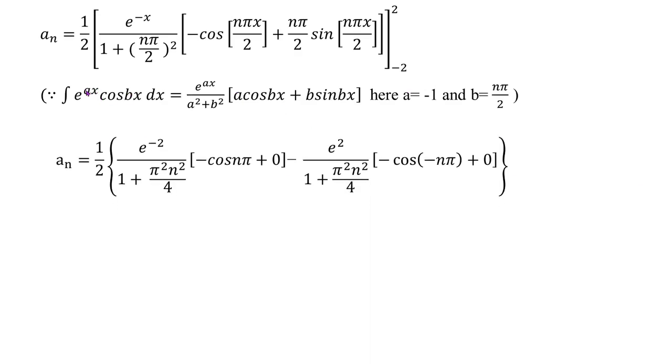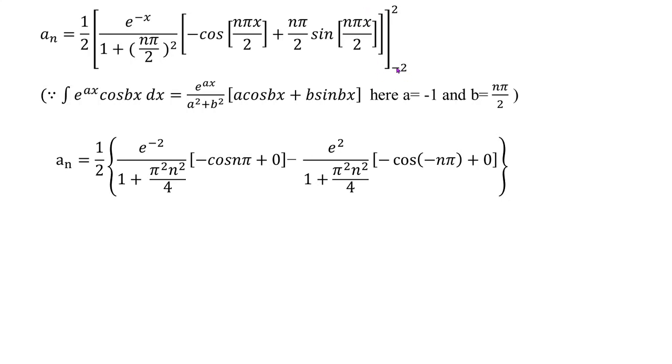We need to identify the values of a and b. The value of a is here minus 1 and b is n pi by 2. Substituting this and using this formula, we will get this term. Now here we need to apply the limits. See here, when I put the upper limit and lower limit in the second term, the 2 will get cancelled. When I put the upper limit, it will reduce to sin n pi, and the value of sin n pi, as it is known to us very well, is nothing but 0. So for the upper limit, this reduces to 0.